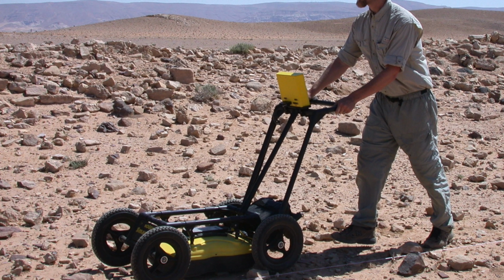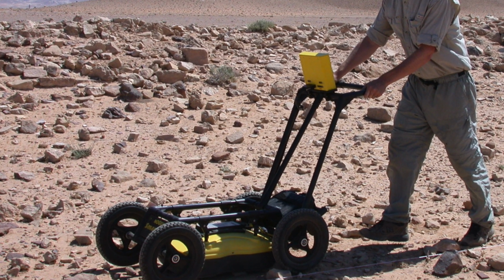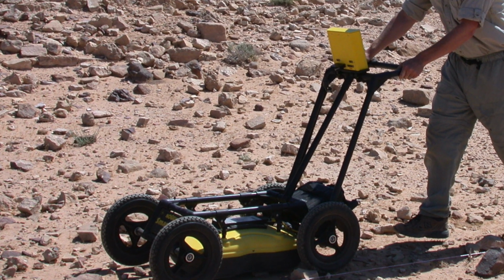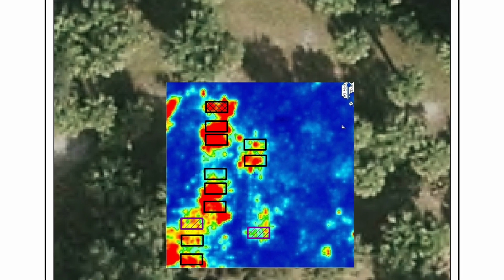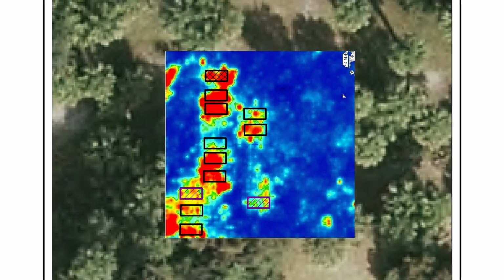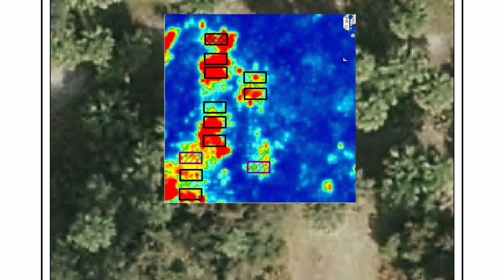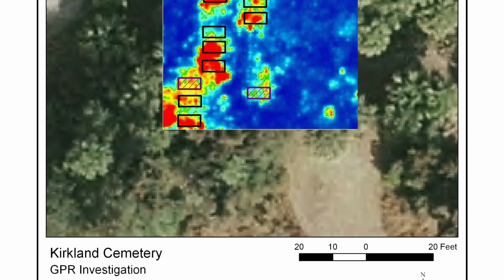This is because GPR can either be dragged over an area by hand or looked at through a satellite. This gives a variety of options for archaeologists. Then, with spectral remote sensing tools, GPR can create a satellite image of the area that is being looked at.